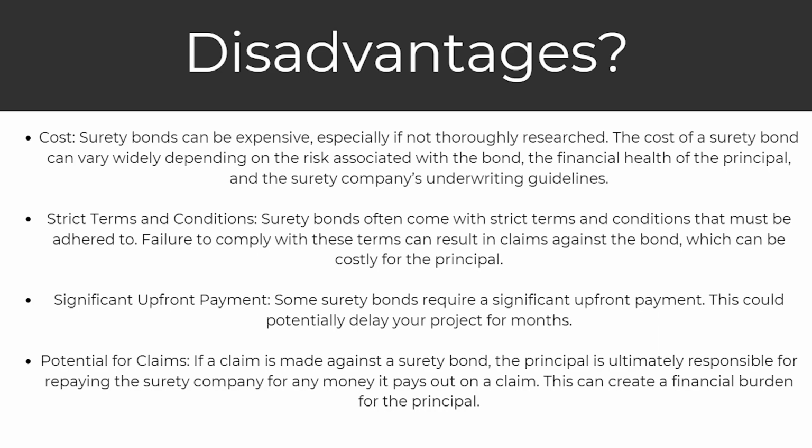And finally, there's the potential for claims. If a claim is made against a surety bond, the principal is ultimately responsible for repaying the surety company for any money it pays out on claim. This can create a financial burden for the principal.